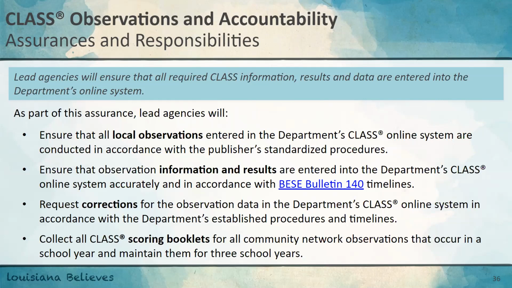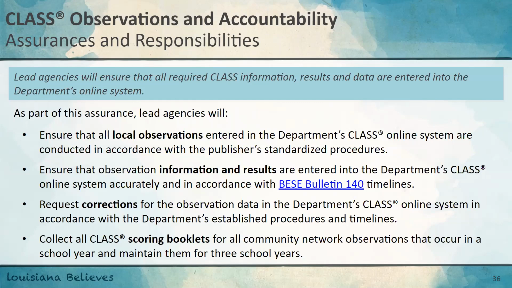So if you or an observer in your community network submits an observation to the class portal incorrectly, they make an error, that's completely fine. We are all human. We do not expect you to be perfect data entry people, not every day at least. So you can submit an error correction to the department and we'll work with you to correct the data that may have been entered incorrectly.